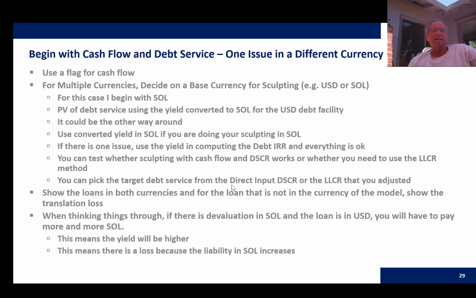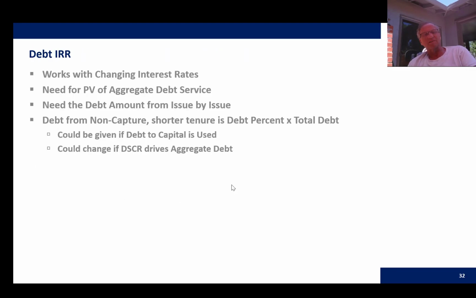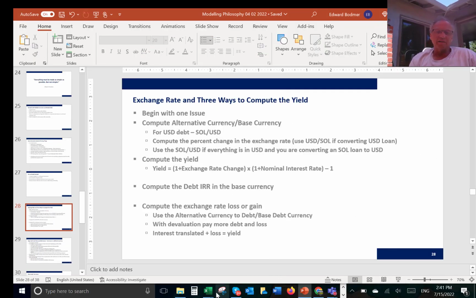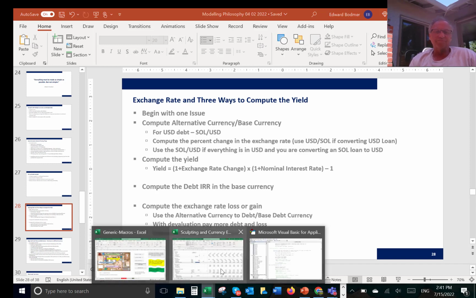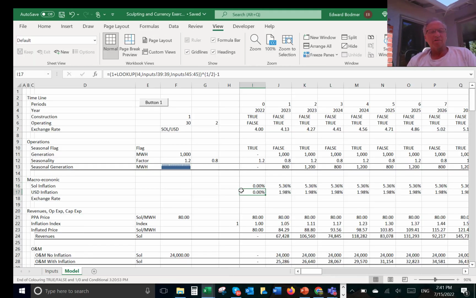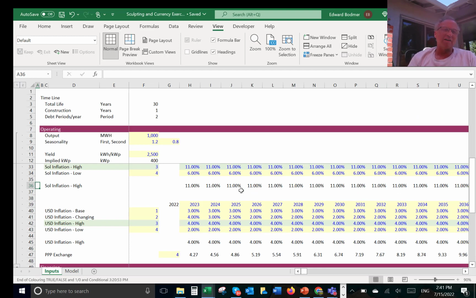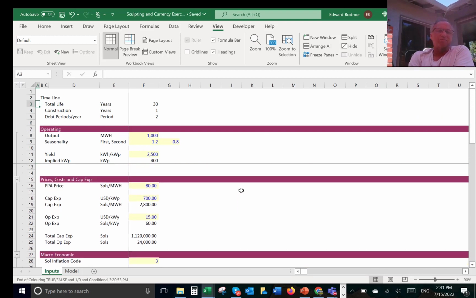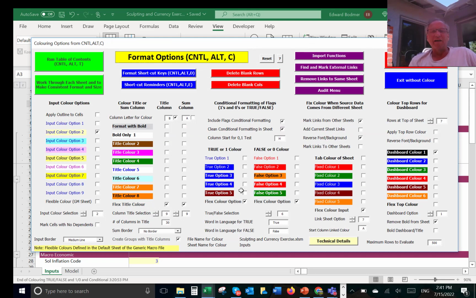I'm going to come back to these next couple of slides as we go through them all. So let me show you our model now. Okay, so I made a very simple model. I tried to make it simple, but I started with a solar model, and I was going to walk you through some of these things.